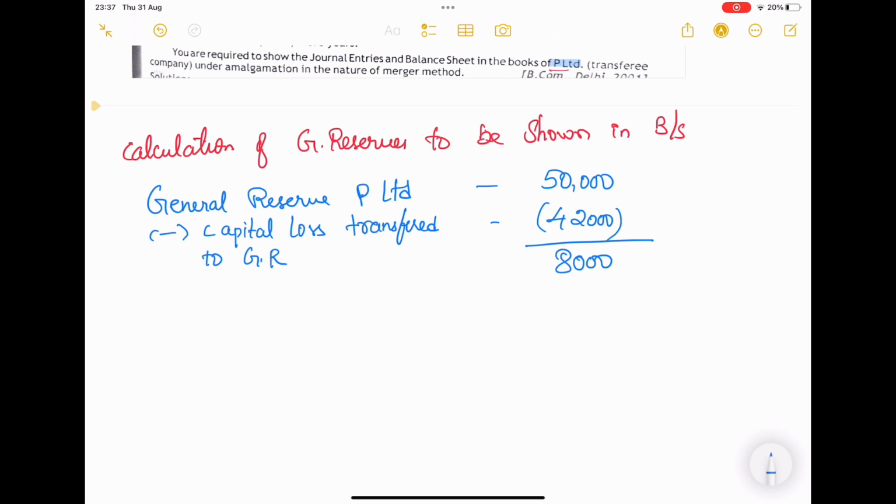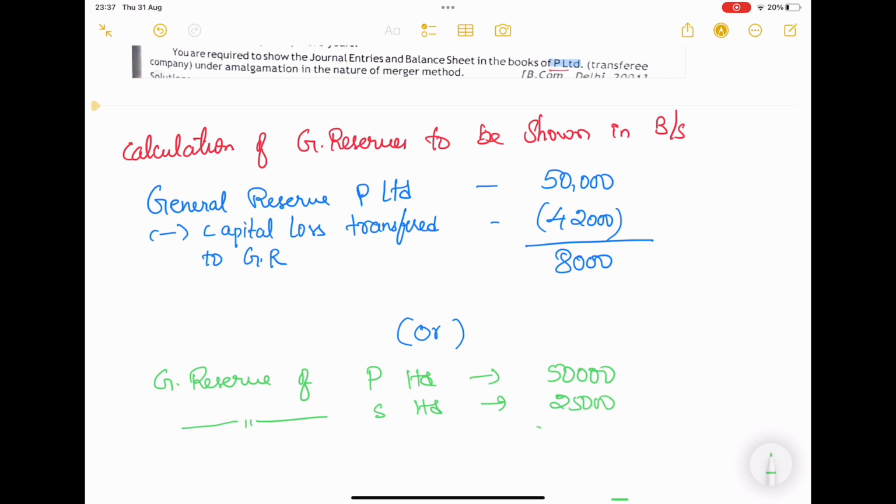This is one method. Another method, see, you are going to add both the general reserves. General reserve of P Limited is how much? 50,000 we are having, isn't it? Same general reserve of S Limited we are going to add. How much? 25,000 we are having in the question. Add it, 75,000. Got it?